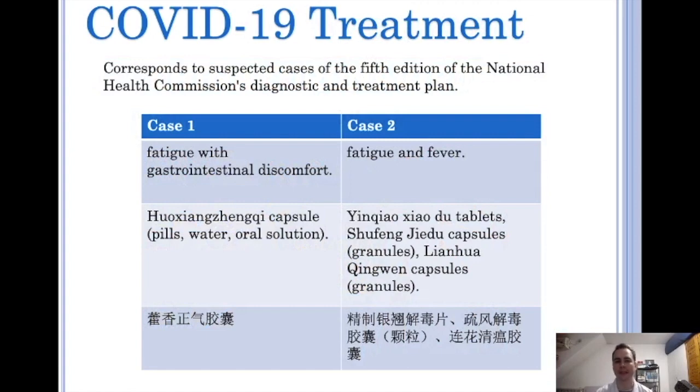As I told you, this treatment is approved by the National Health Commission in China, and Dr. Zhang Bo Li was one of the doctors in charge of this treatment plan. He is treating a lot of patients in Wuhan right now, and treating them successfully with Chinese medicine. For the treatment, as I just explained, we have two cases. The first is fatigue with gastrointestinal discomfort, and the second is fatigue and fever, with the symptoms I just gave you.